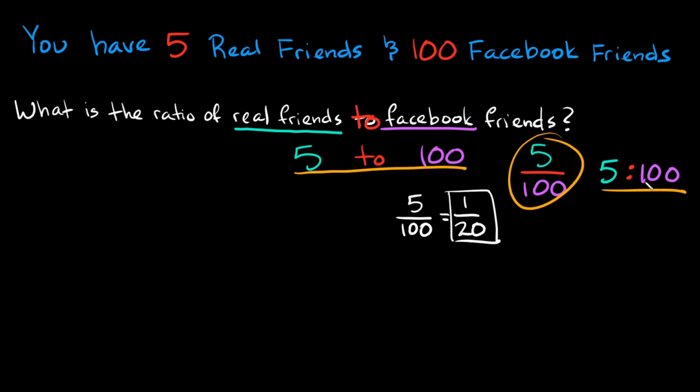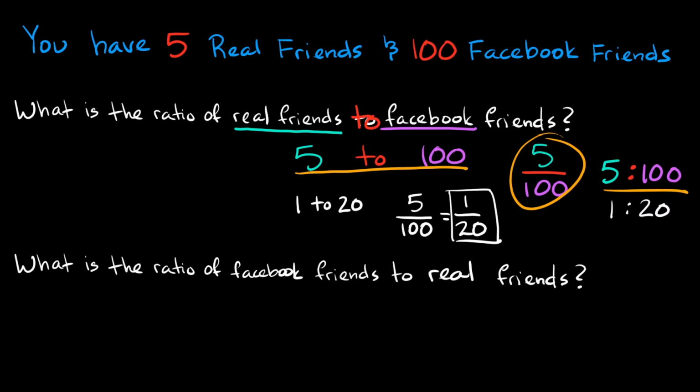So if you wanted to simplify this, you could simplify it the same way you did this one. You could divide both sides by 5. Okay, so then your answer here would be 1 to 20. And you could also do it to the first way that we wrote our answer over here, right? 5 to 100 would be the same thing as 1 to 20, okay? So hopefully that made sense. Let's jump to this next question.